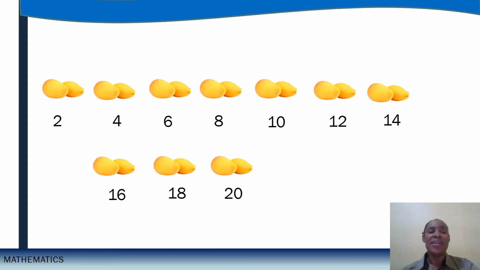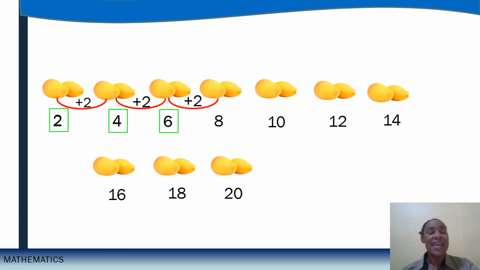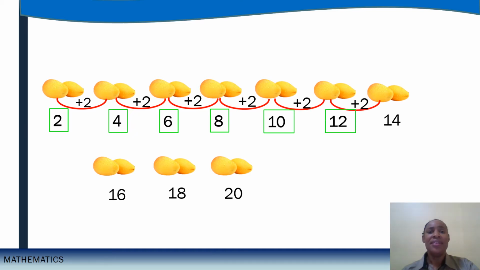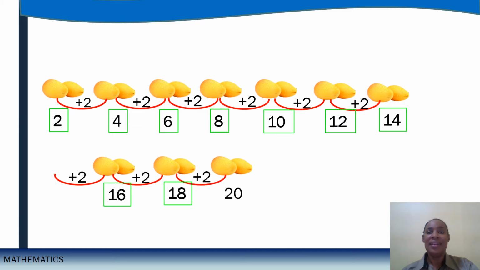The numbers 2, 4, 6, 8, 10, 12, 14, 16, 18, 20 are multiples of 2. Boys and girls, when you start at 2 and add 2 each time, the numbers you get are multiples of 2.